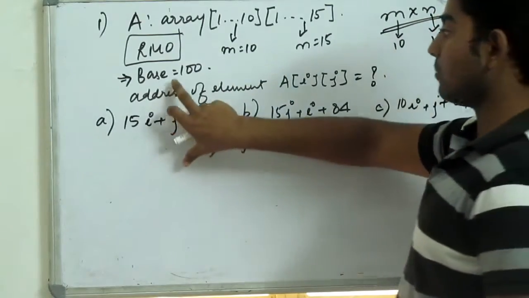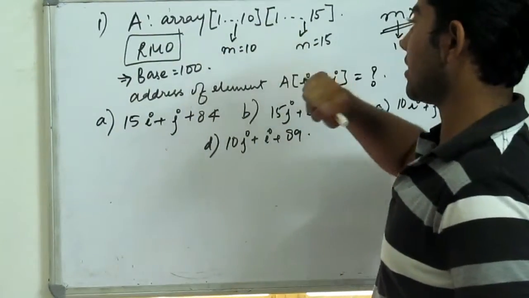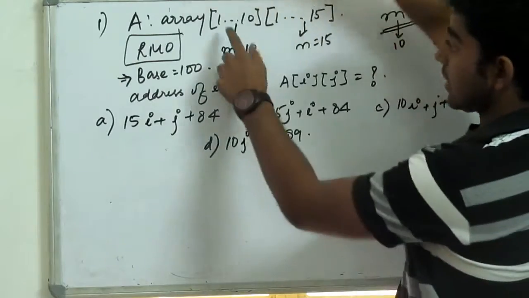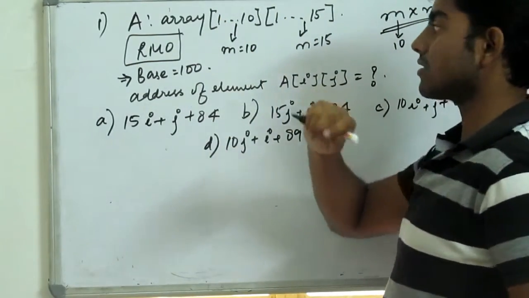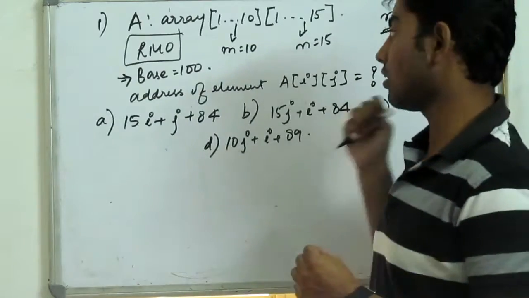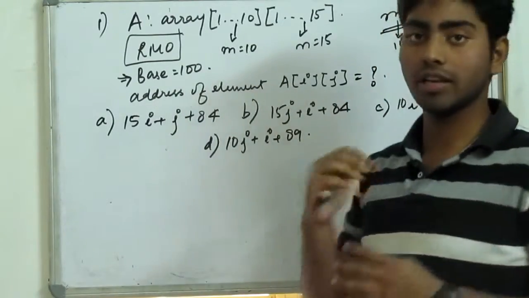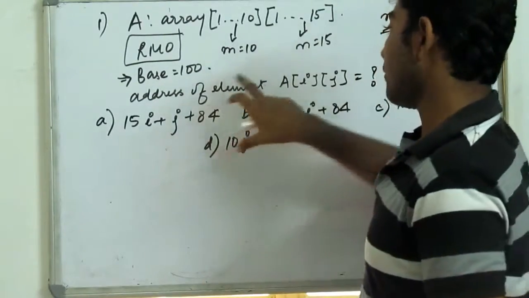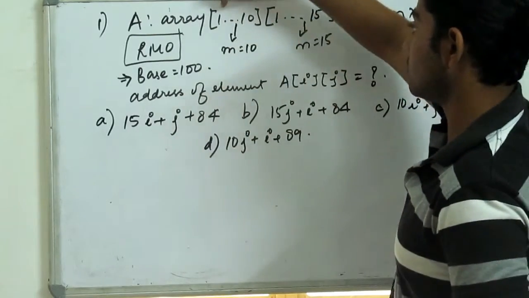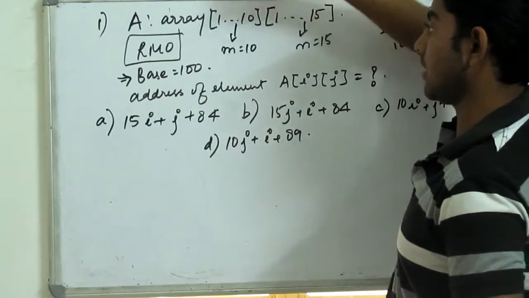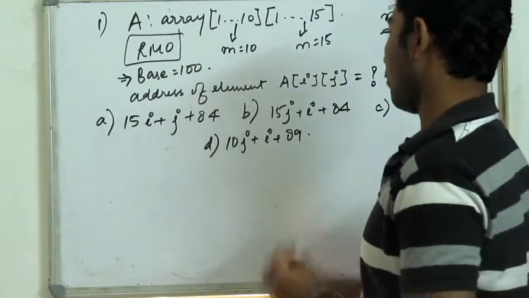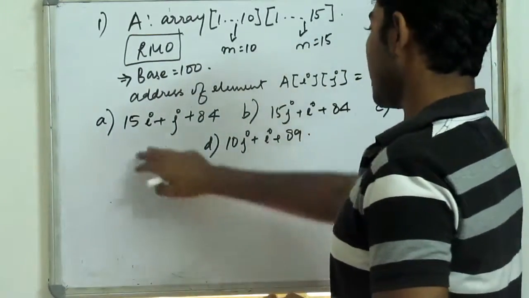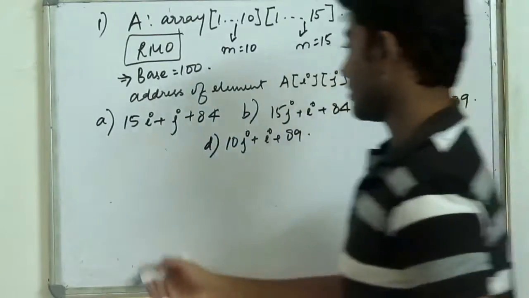Another important thing you have to understand here is the starting index. See, the starting index is 1, not 0. Depending upon the starting index, our formulation for finding the address of an element will vary. So you have to be very sure what the starting index is, otherwise you may do it in a wrong way. These are the options, so let us first derive it.